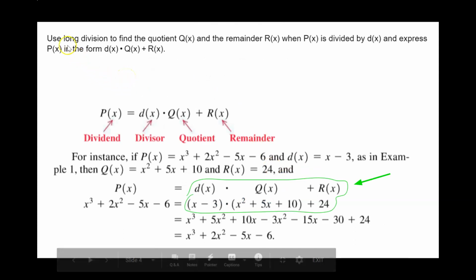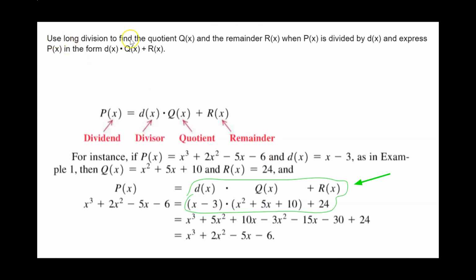So in BioMath++, here is what the directions look like, where you have to write your answer a certain way. For this one here, we're going to use long division to find the quotient, q of x, which is here. And then the remainder, which is here, when p is divided by d of x, expressed in the form of d of x times q of x plus r of x. So the answer needs to be written as the divisor times the quotient plus the remainder. So we need all these parts here.